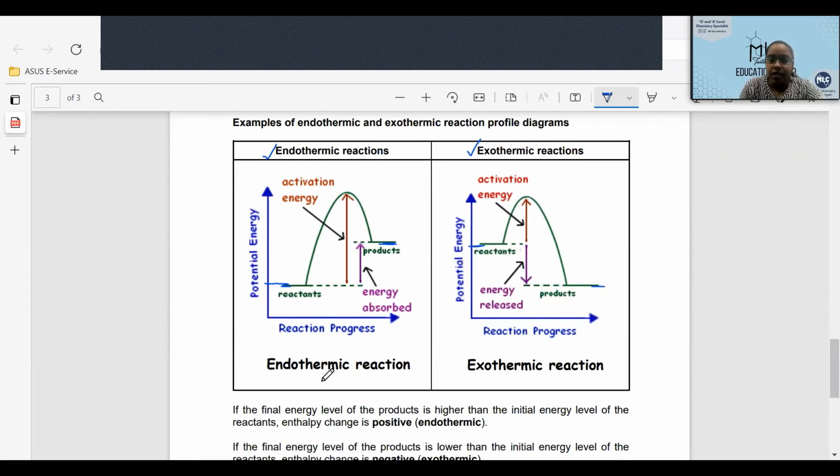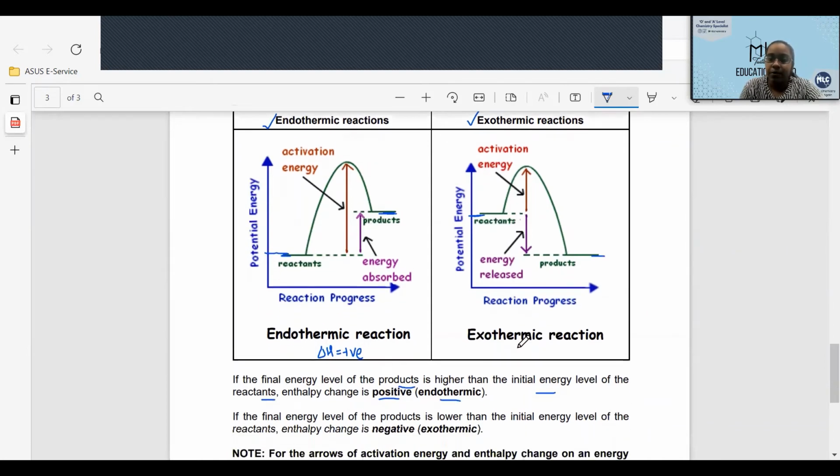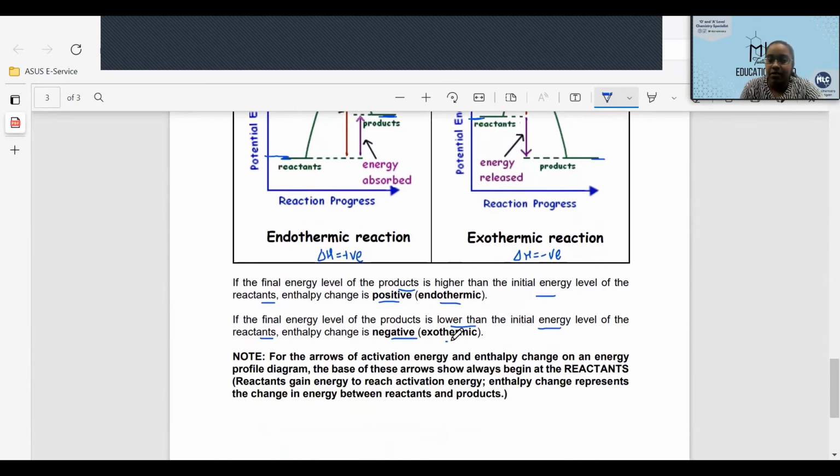For endothermic reactions, your delta H is positive. Why? Because if the final energy of the products is higher than the initial energy of the reactants, then enthalpy change is positive, and therefore it is endothermic. For exothermic, it will be the opposite, so your delta H is negative. If the final energy of the products is lower than the initial energy level of the reactants, then enthalpy change is negative, and thus exothermic.